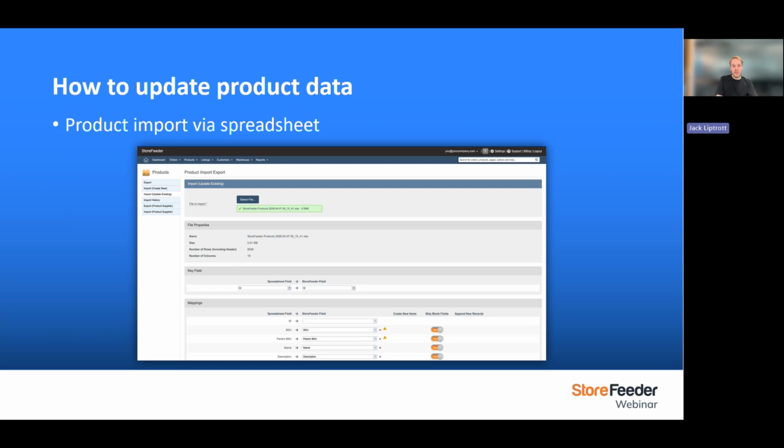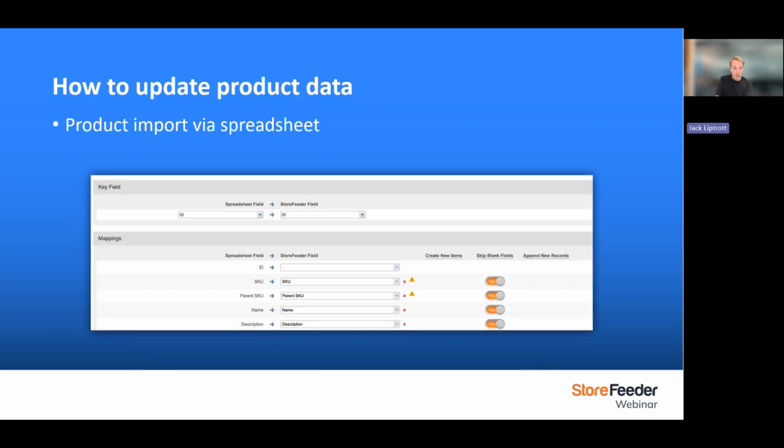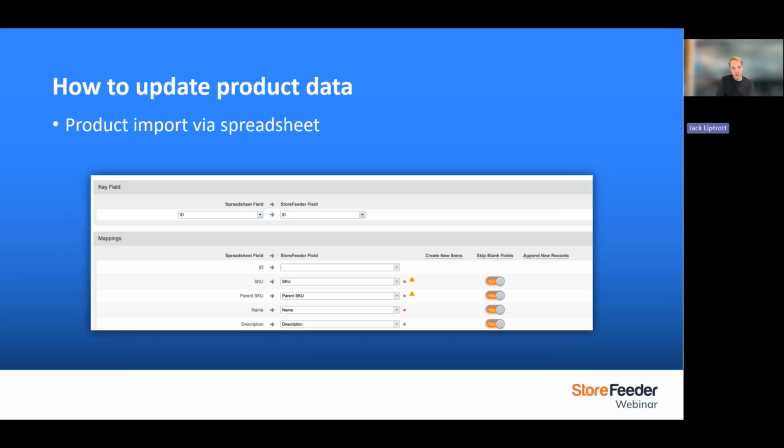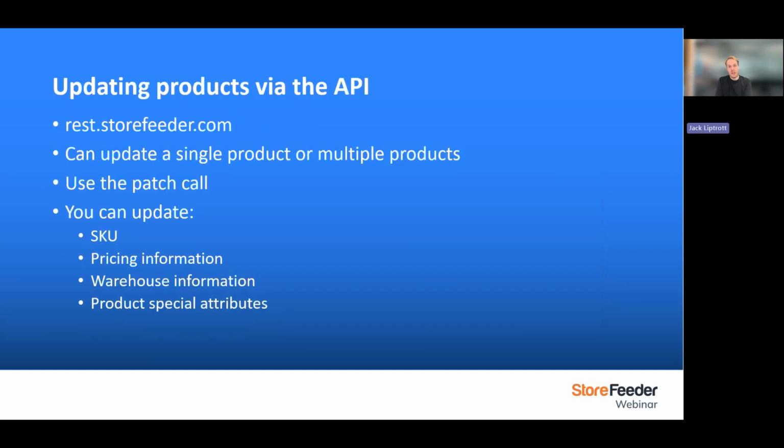So, product import via spreadsheet. I'm sure a lot of you would have seen this before. You just export the file from StoreFeeder, make changes, and then put it back into the system straight away. The match on key field is ID. The ID is unique to the product and can't be edited, so it's different to your SKU. If you're updating your SKUs, you can do that against ID, and StoreFeeder will know that everything's being updated. Again, you can make changes to your names, descriptions, and any images that you need to add, all through that.